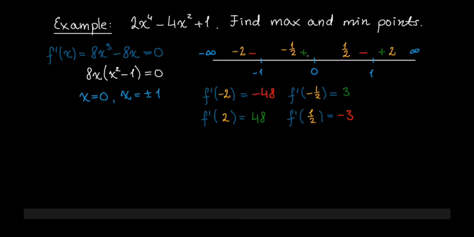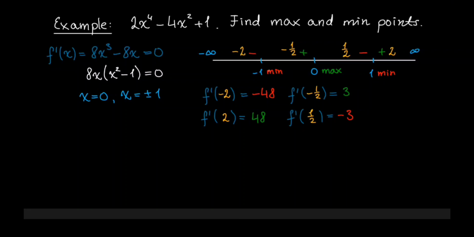Again, from a minus turning into a plus suggests that -1 is a minimum point. And of course, from a positive sign to a negative sign suggests that 0 is a maximum, and subsequently 1 is also a minimum. So now that we have identified the stationary points and also classified them as maximums and minimums, all we need are their y-coordinates.